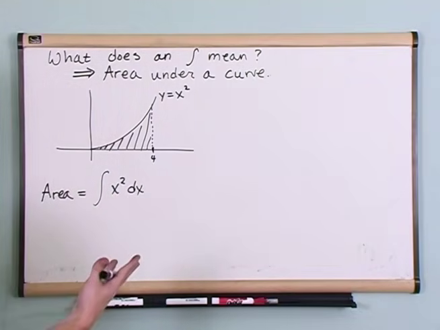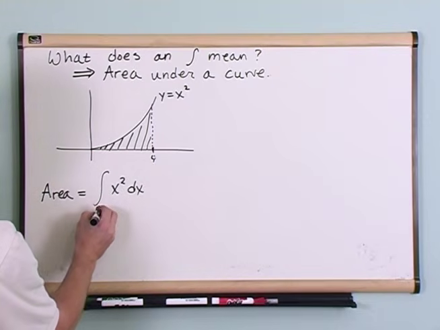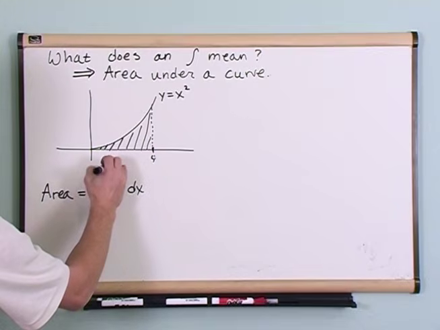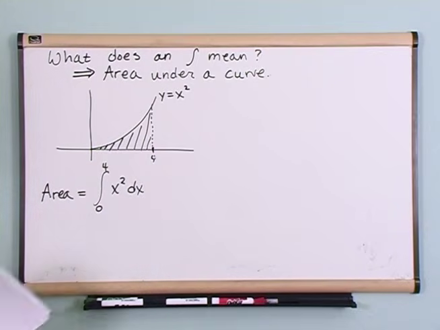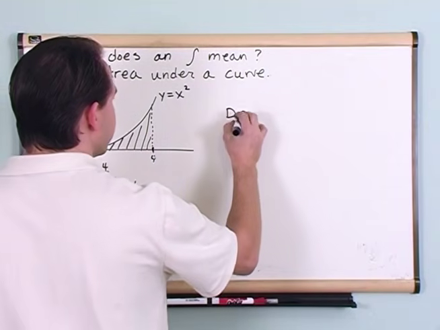But somehow you have to indicate that you want to know the area only between these 2 points. So you put a number here, which means from 0, and a number here, which means 4. And this is what I was trying to tell you earlier. This is an example of a definite integral.